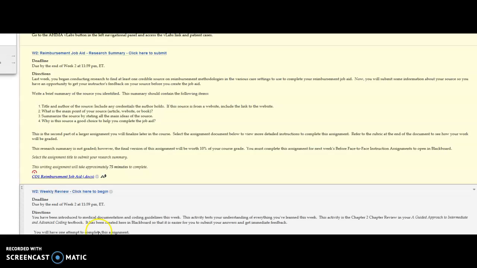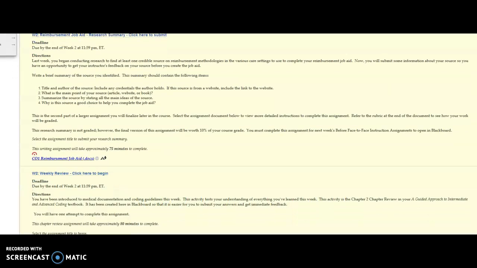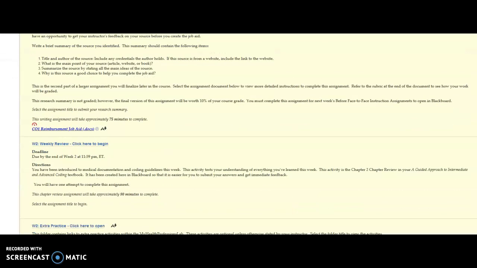And then the last one is just a weekly review. So this is basically you're just going to be going through a quiz. And then the extra practice is at the bottom. That is definitely optional, but I would encourage you to do that just as extra practice to see how you're doing with the scenarios. If you have any questions, let me know, and I will also be sending out some information about the live session this week, so stay tuned.